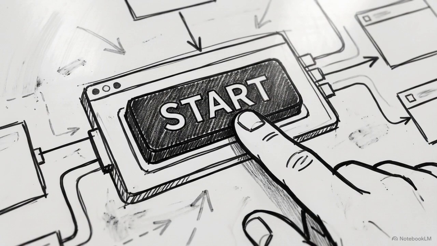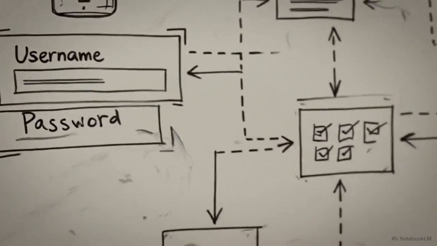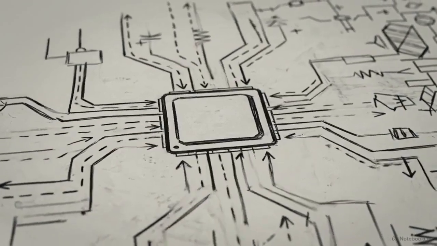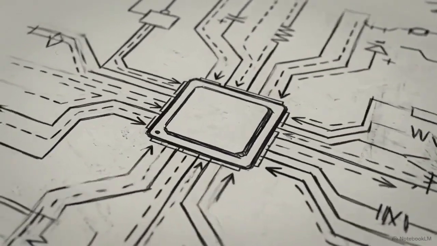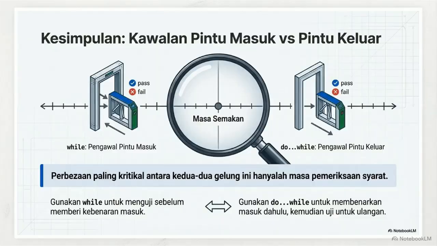On a secure login screen, the user must see the interface at least once before the system can evaluate their credentials. The actual physical work being performed inside the computer is identical whether you use a while or a do-while loop. This illustration shows the functional difference between the two concepts. It all comes down to timing, the precise time the check occurs.